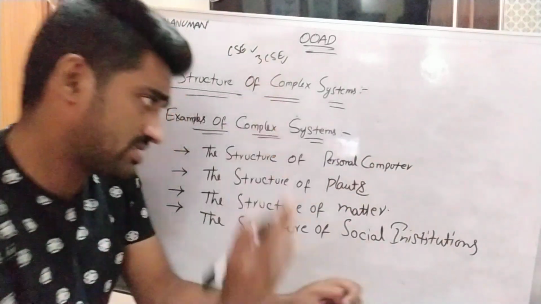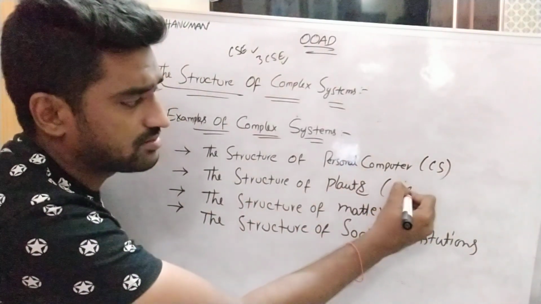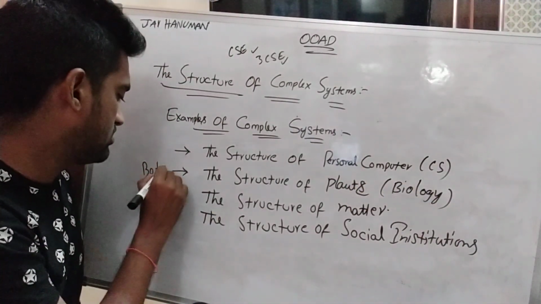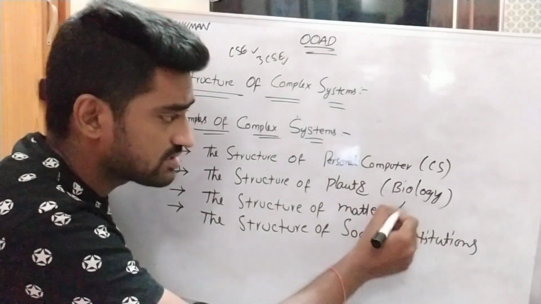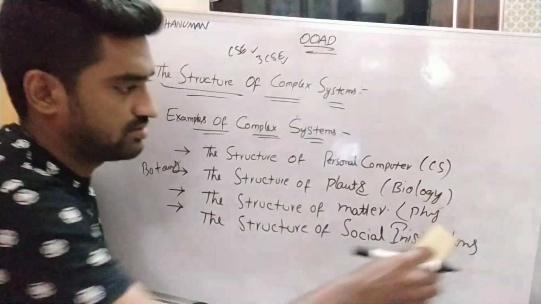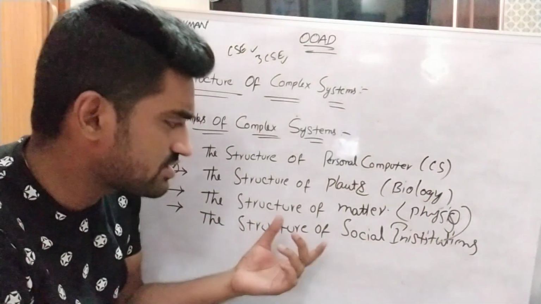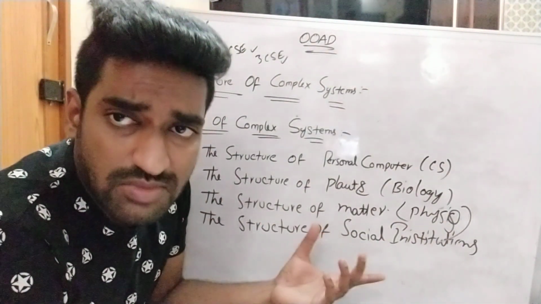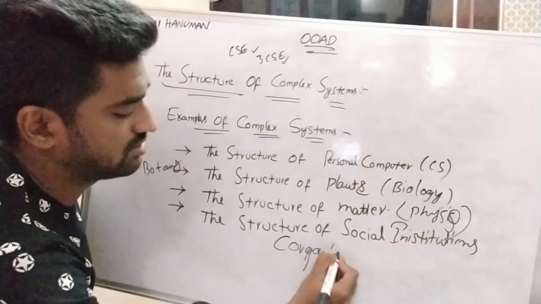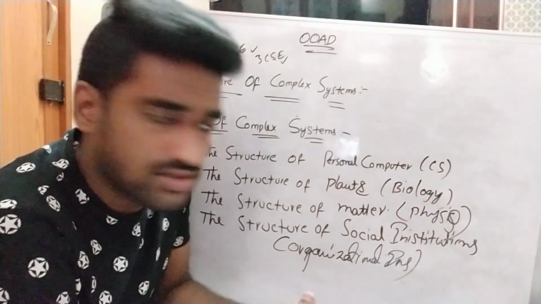Fine. So this example is taken from the computer science branch. This example is taken from biological sciences, especially botany. So plants, botany. So the structure of matter, this example is taken from physics, physical sciences. So the structure of social institutions, this example is taken from the normal real-time example, from various institutions, organizational institutions. Right? So these are the 4 real-time examples.